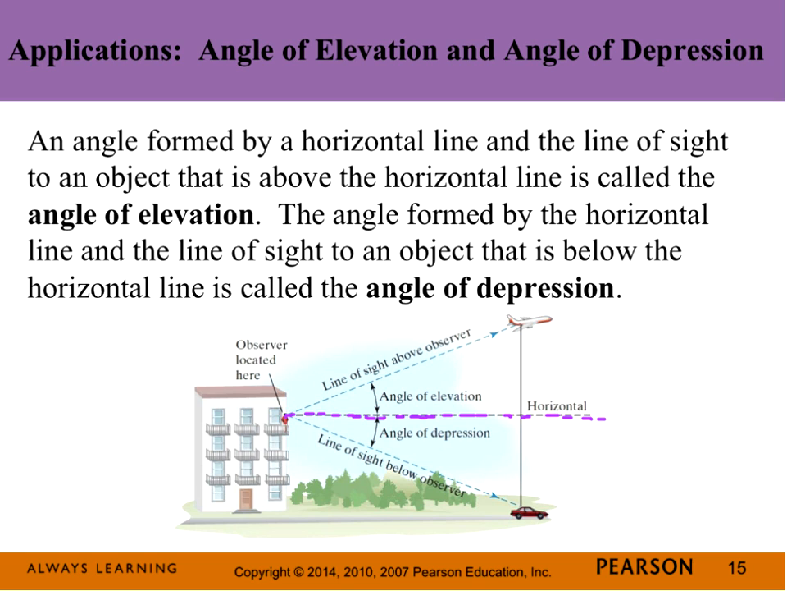And the line of sight to an object, so I have an object flying above and an object driving below in this particular picture, that is above the horizon. So if it's above the horizon, we're talking about an angle of elevation. That should make sense. If we're talking about below the horizon or below your line of sight, we're talking about an angle of depression. So not depression as in I'm very, very sad, but depression as in going down.